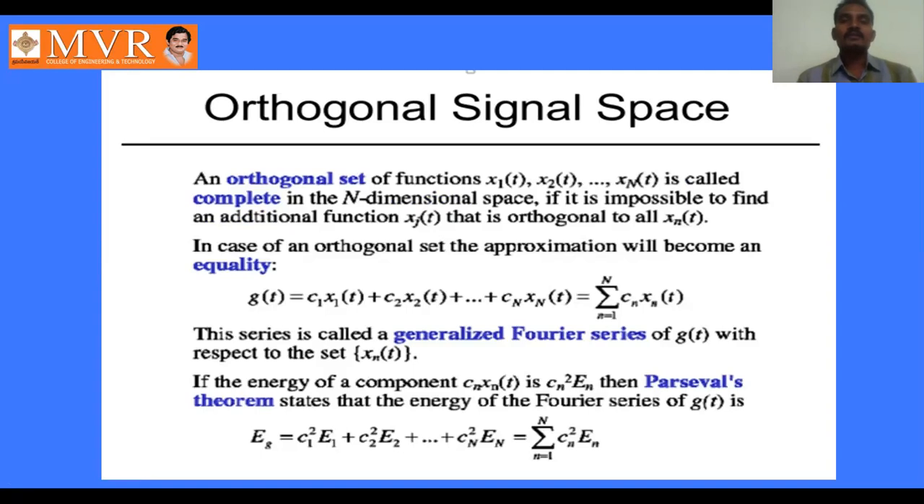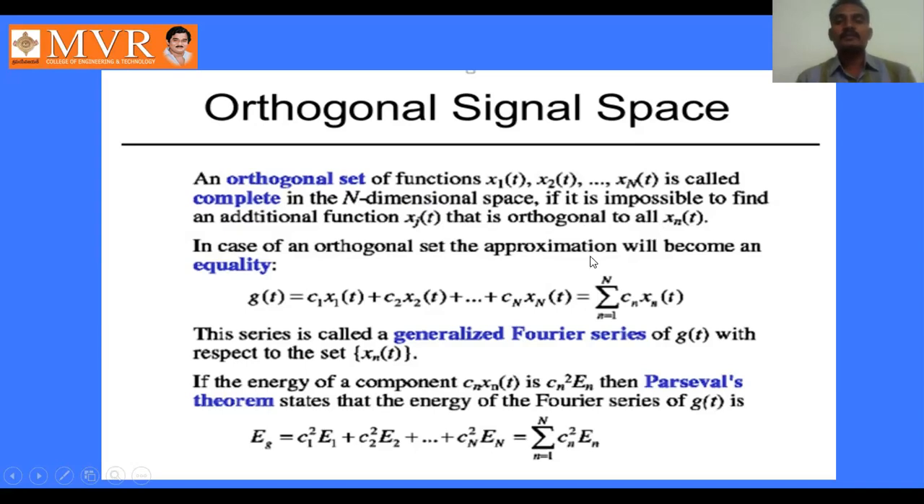An orthogonal set of functions x1(t), x2(t) up to xn(t) is called complete in the n-dimensional space if it is impossible to find an additional function xj(t) that is orthogonal to all xn(t). In case of an orthogonal set, the approximation will become an equality.